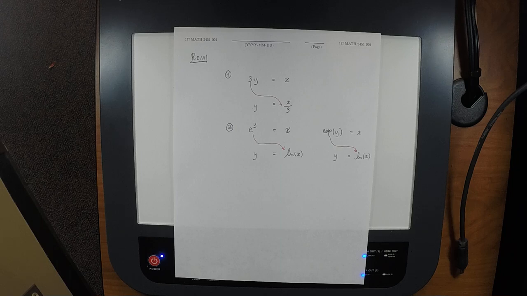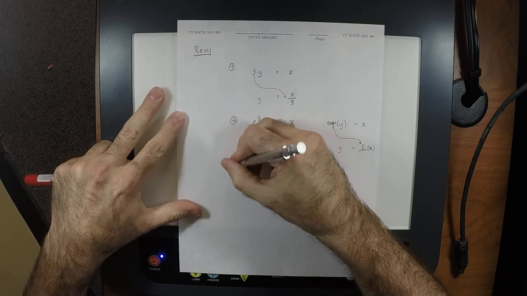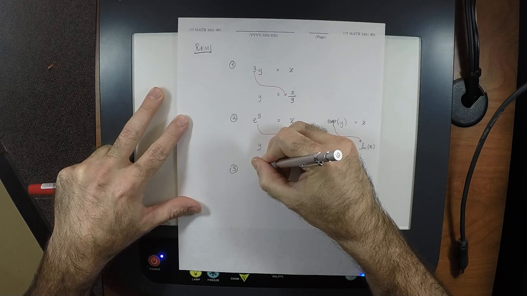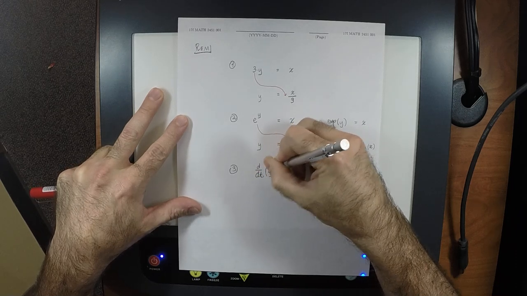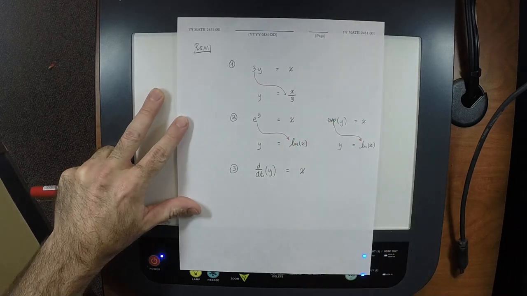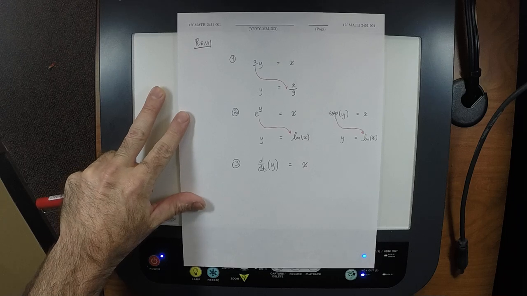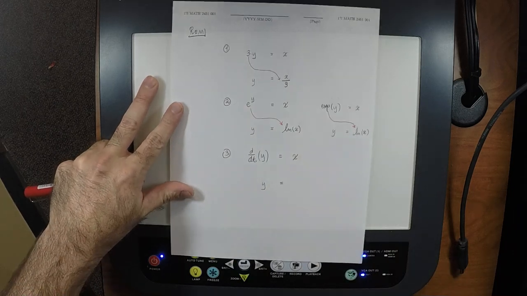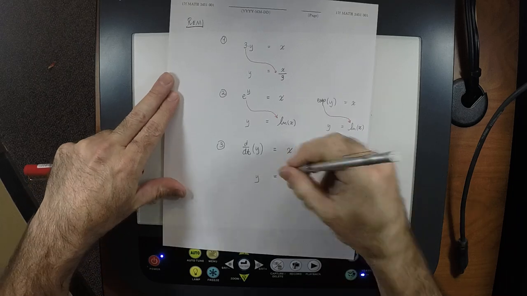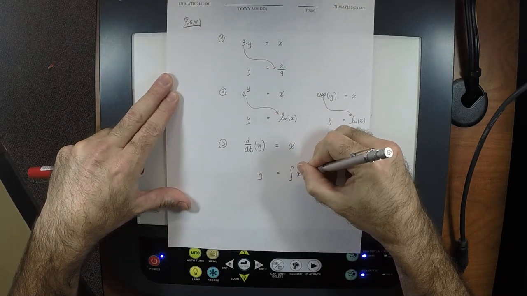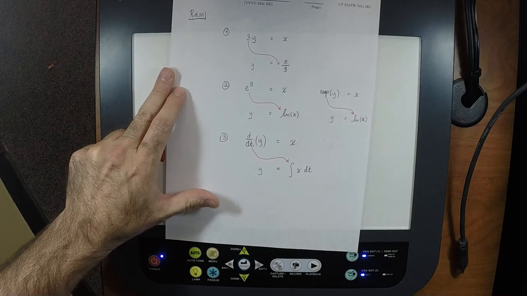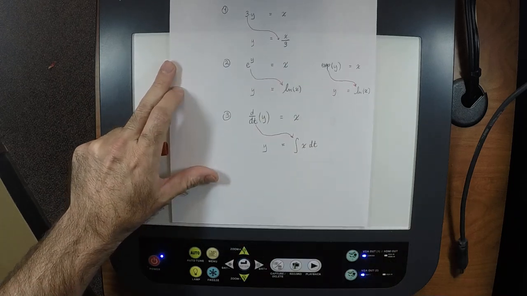Sine on the left side, arc sine on the right. Okay? And all this kind of stuff. So now here's the question. What if I give you d/dt of y is x? And I say, I want you to solve for y. Okay, so to get the d/dt to switch to the other side, how does it look on the other side? It looks like this. And what I want to point out to you is that structurally, it's exactly like all these other things, visually.